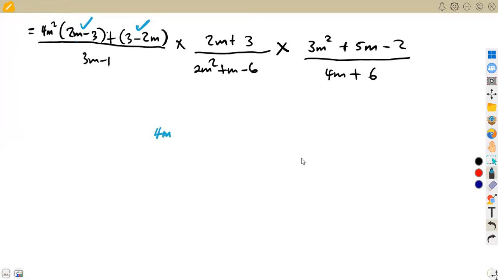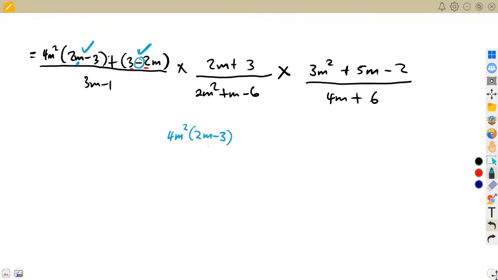So we are going to have the first part here as 4m squared into 2m minus 3, because we are starting with m and it's a positive, so there's nothing that we can do, just leave it like that. So your question is, how can we have this 3 minus 2m as 2m minus 3? It must be a positive. So what are we supposed to do? We are supposed to rearrange, which is the same thing.